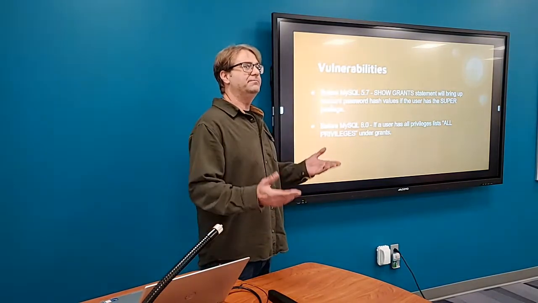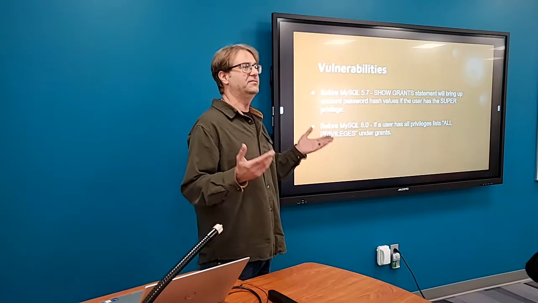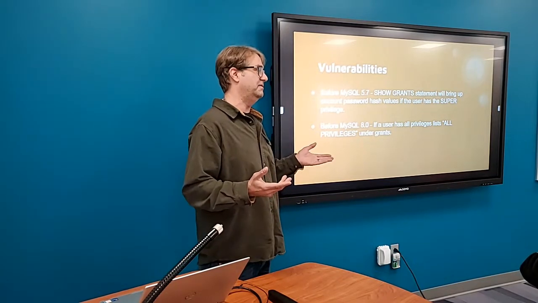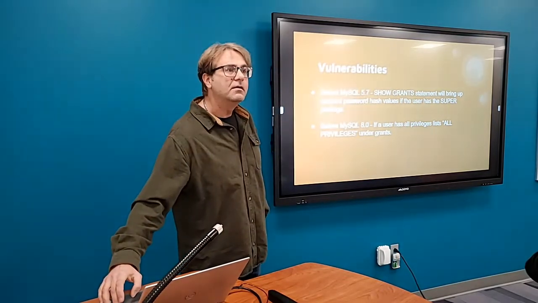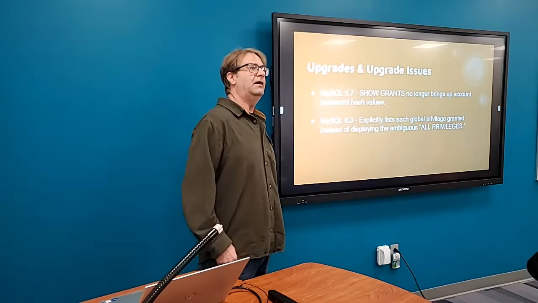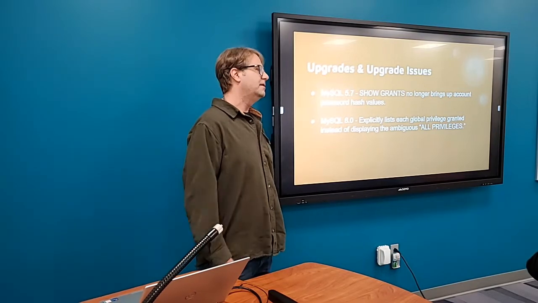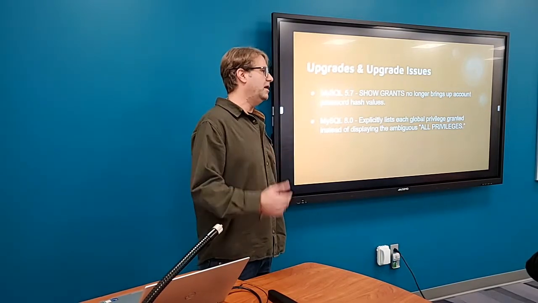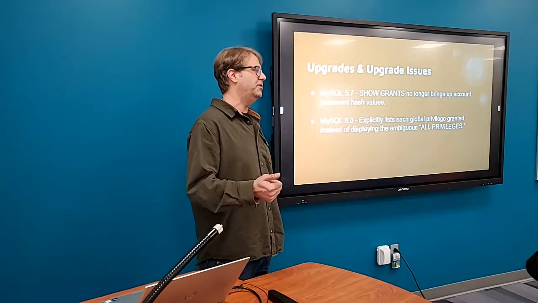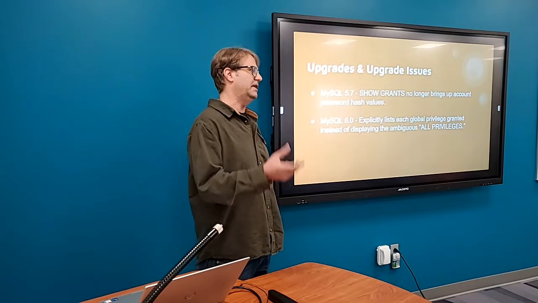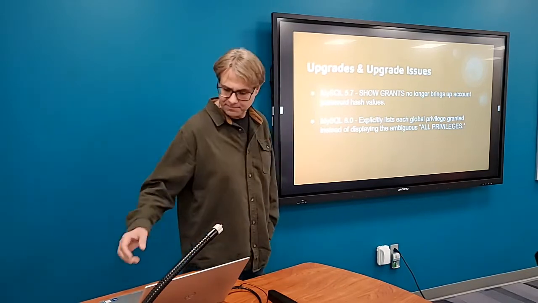Vulnerabilities. So originally in 5.7, if you did the show grant statements, it showed the hash values if the user has the super privilege, so you could get people's hashed passwords. So the show grant no longer brings up account passwords as of 5.7, but also in 8.0 it explicitly lists each grant. Under the original version before 8.0, if you had all privileges, it just said all privileges. Now it lists exactly what your privileges are for your account.